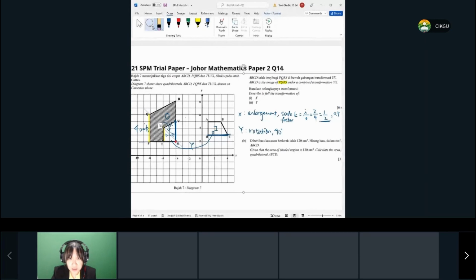Wait, let me erase this. I don't know why I can't erase. Okay, can already. Turn like this, from here, turn like this. So this way is following the clock direction. So clockwise. Last one also must find the center.